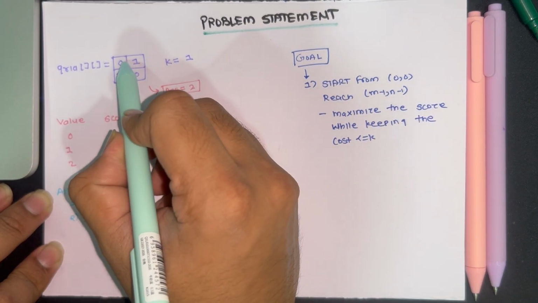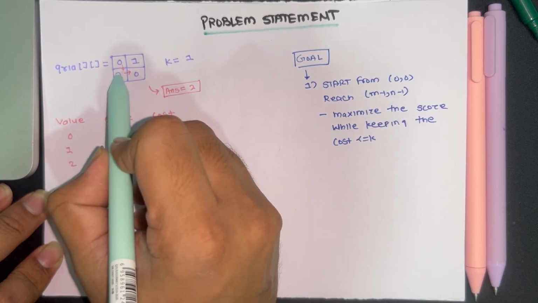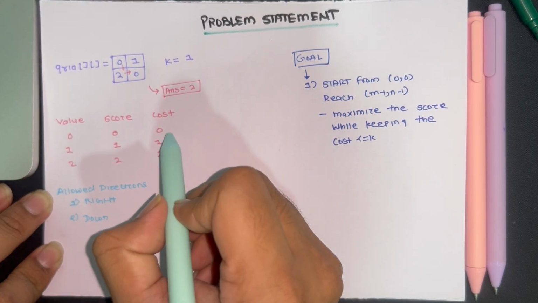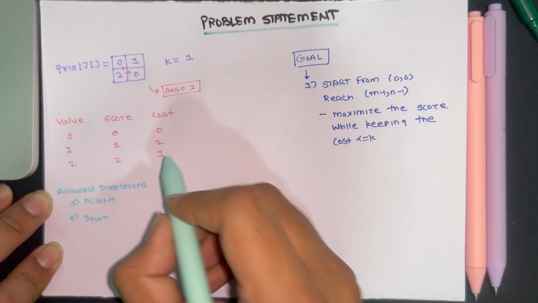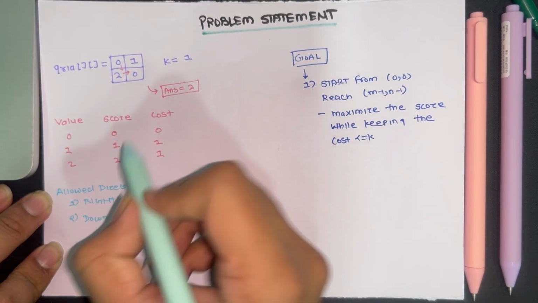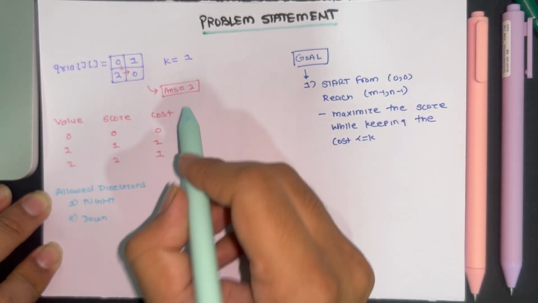So for this example, the maximum score will be 2, because the path goes like this: this 0 contributes 0 to the cost, this 0 contributes 0 to the cost, and this 2 contributes 1 to the cost. The score is maximized at 2, because if we take this path 0 1 0, the score will be 1 only, so 2 is the maximum here.